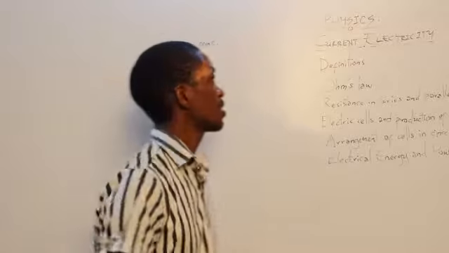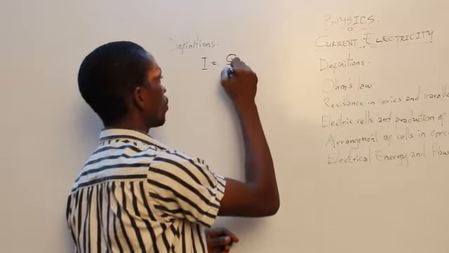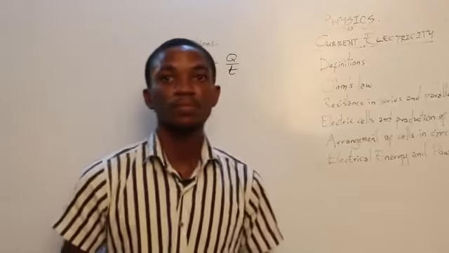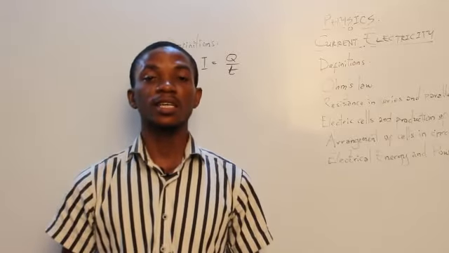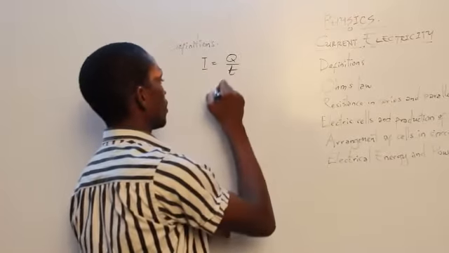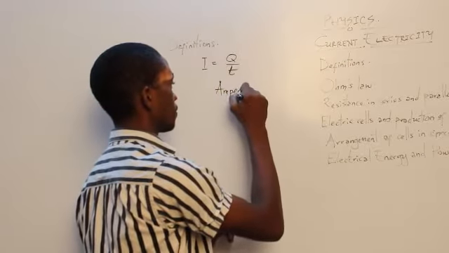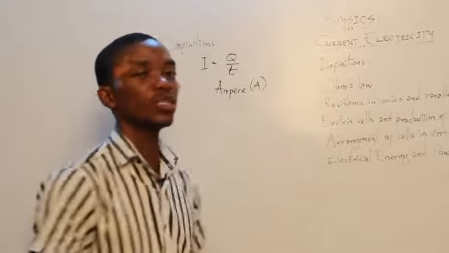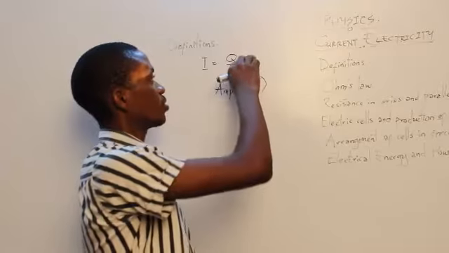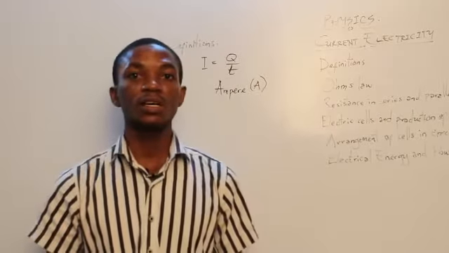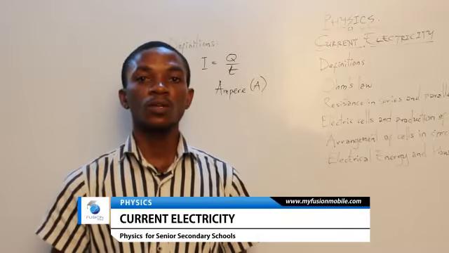That can be represented mathematically by the expression I equals Q over T. Now, electric current is measured in amperes, and the ampere is represented with the letter A. That's the unit symbol. Of course, current is indicated with I, and charge is indicated with Q. Time is represented with T. We can measure electric current using a galvanometer or an ammeter.